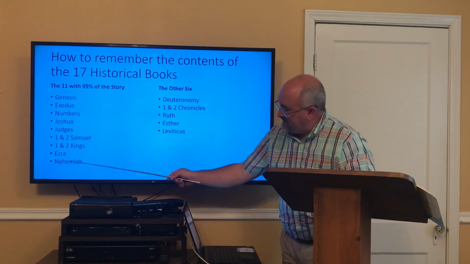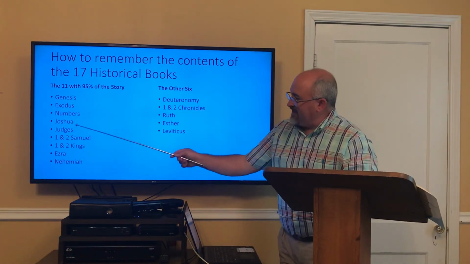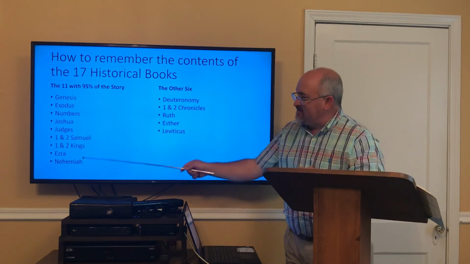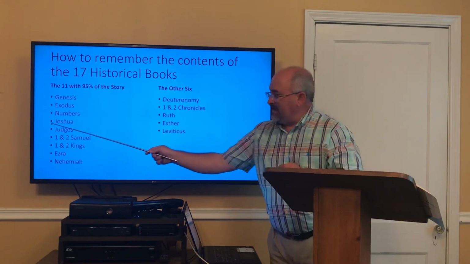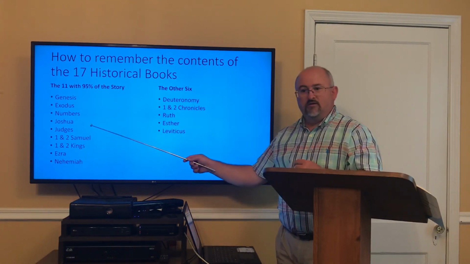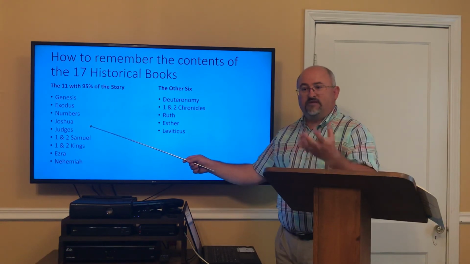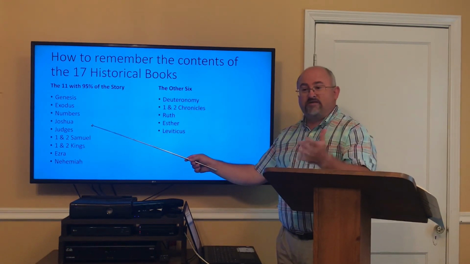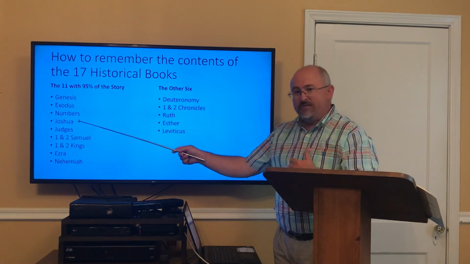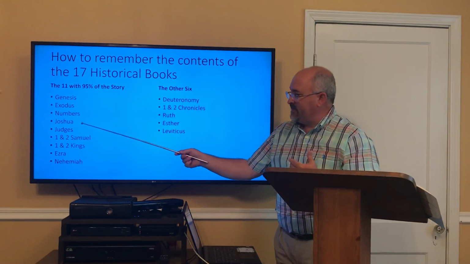Now the rest of these, the name of the book gives me an idea as to what I'm going to find in the book. So the name of the book is Joshua. What will I find in the book of Joshua? The takeover of Canaan, Joshua's military conquest of the land of Canaan. But mainly a lot of the information about Joshua.